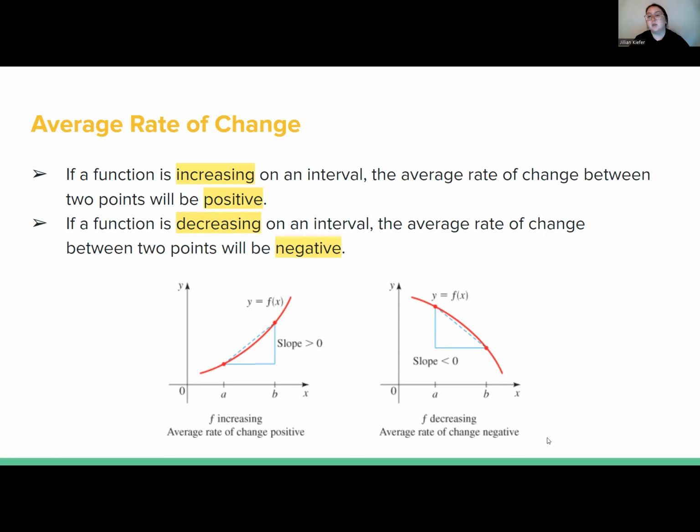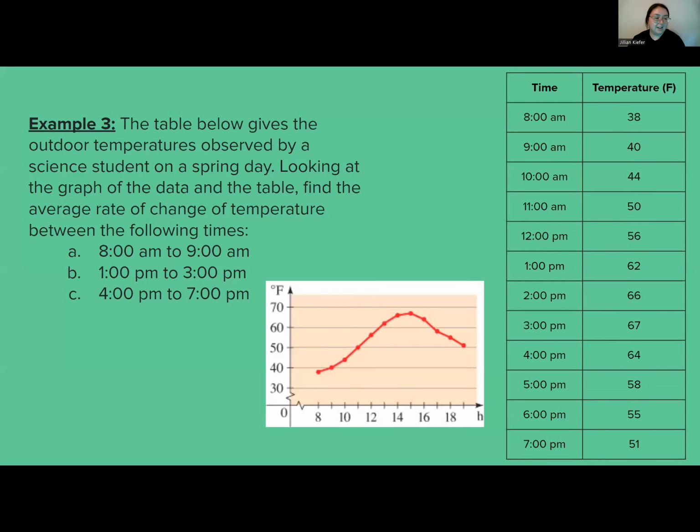So this is just another way that we can draw some information about average rate of change just by looking at a graph. We can automatically associate a function that's increasing with positive slope and a function that's decreasing with negative slope. It won't necessarily tell us exactly what the slope is, but it should give us an indicator as to what sign our average rate of change should have at the end. Let's go ahead and do our last example here.